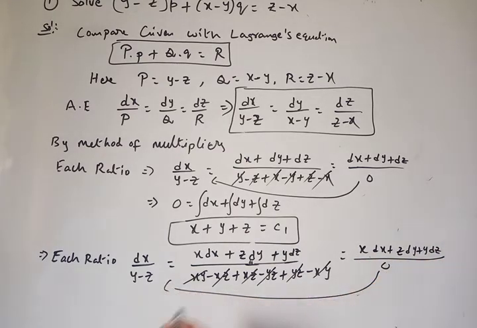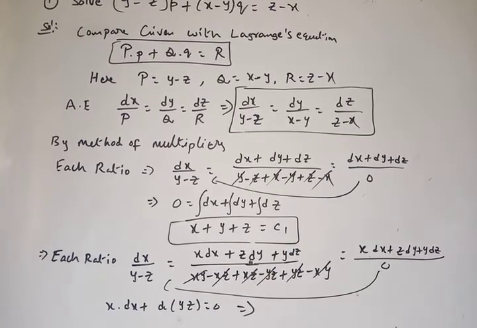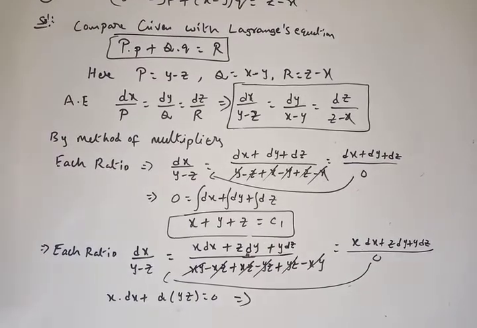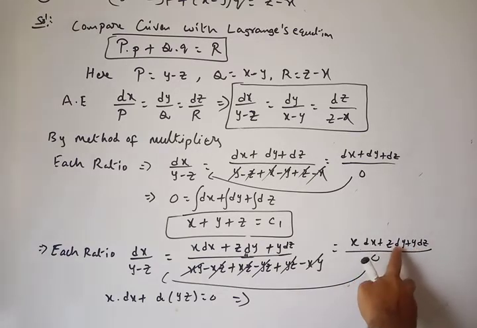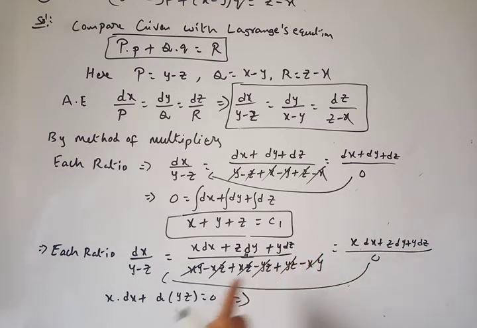So cross multiply this 0 to this side. What I get here is x dx plus z dy plus y dz is equal to 0. This can be written using the uv formula, d of yz. Then integrate. Integration of x dx is x square by 2, and d of yz integrates to yz, is equal to c2.